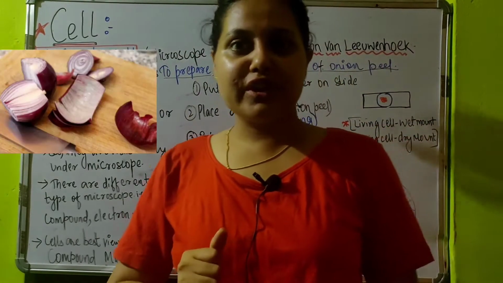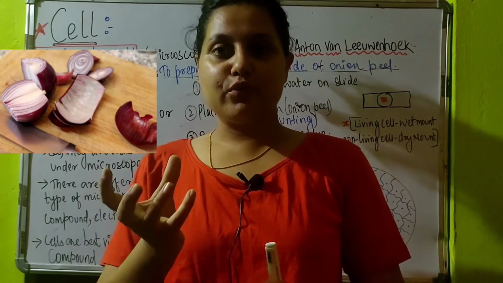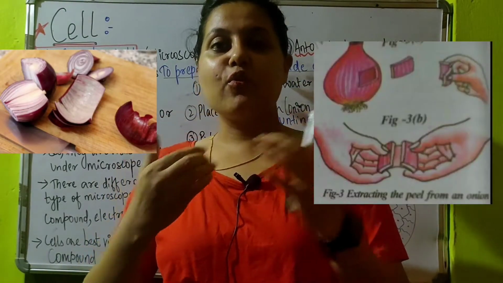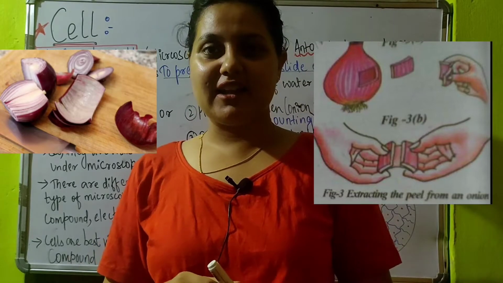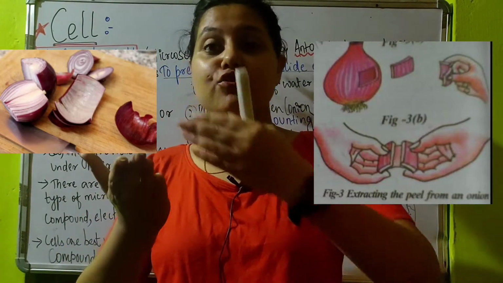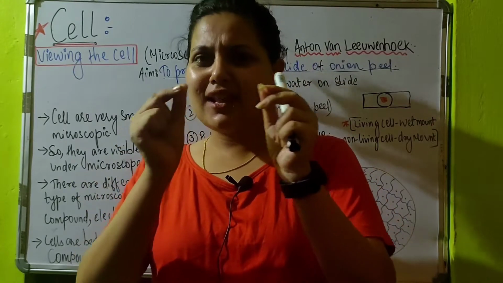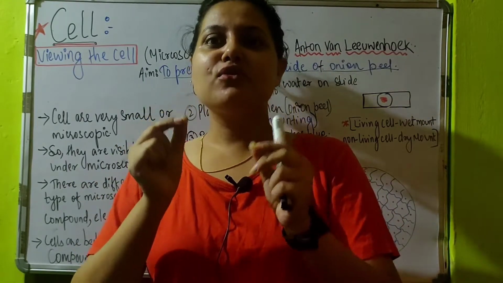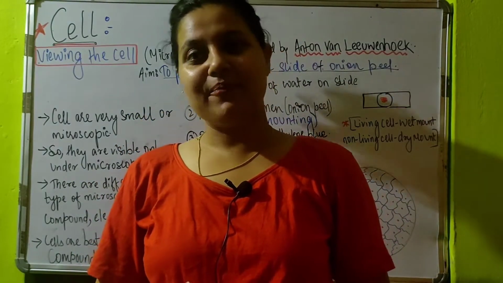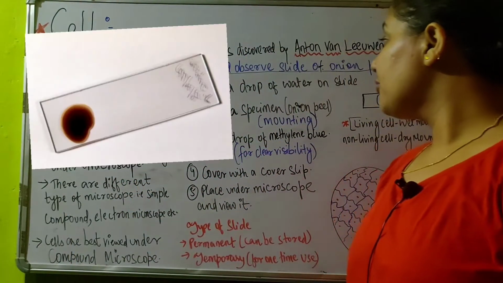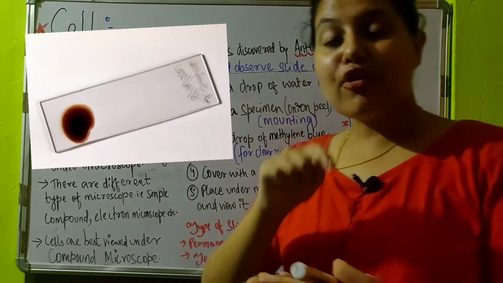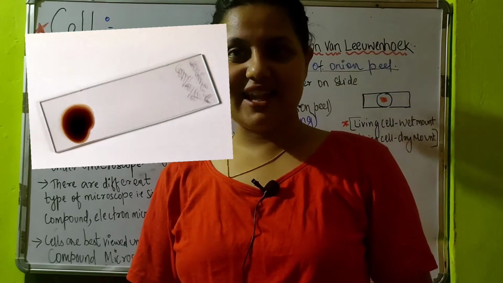Now what is onion peel? Okay, you take an onion. तो आप उस ओनियन के छिलके को निकालिए. ऑलराइट, तो उसके अंदर का जो वाइट पार्ट होता है, you peel off that. एक पतला सा लेयर आएगा, उसको हम ओनियन पील बोलते हैं. ठीक है. Now what we are doing is we will put a drop of water on a glass slide first.